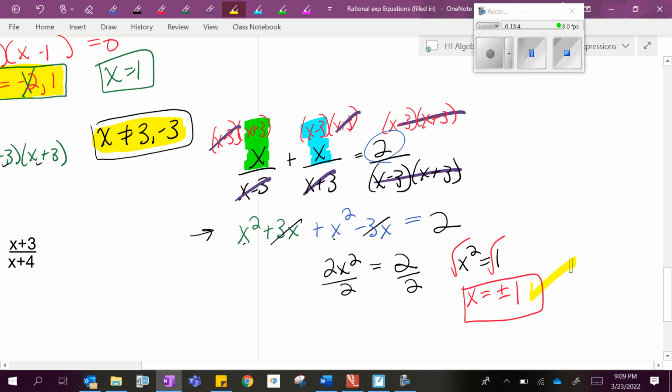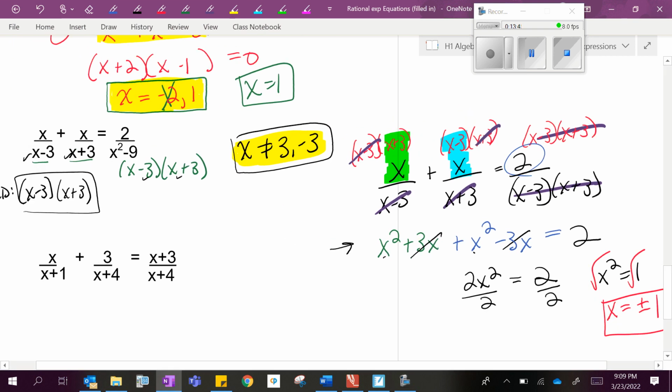Okay, questions about that? Again, what I did here is I factored each denominator to build my least common denominator. I went ahead and noted my domain restrictions. Then I multiplied each term by the entire common denominator, which enabled me to get rid of my fractions and come up with a simple equation to solve.